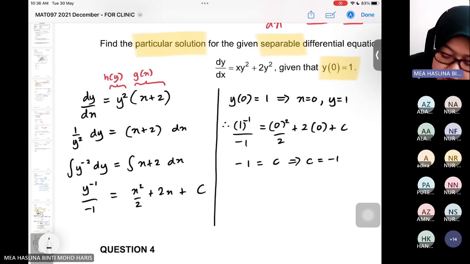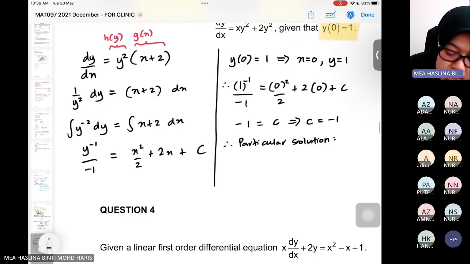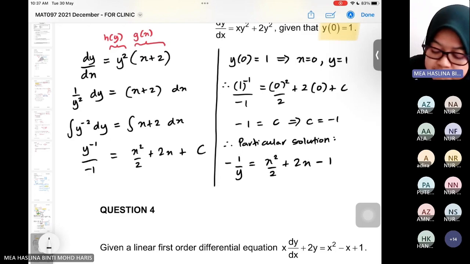So you can write the particular solution with the c value that has been obtained: negative 1 over y equals x squared over 2 plus 2x minus 1.